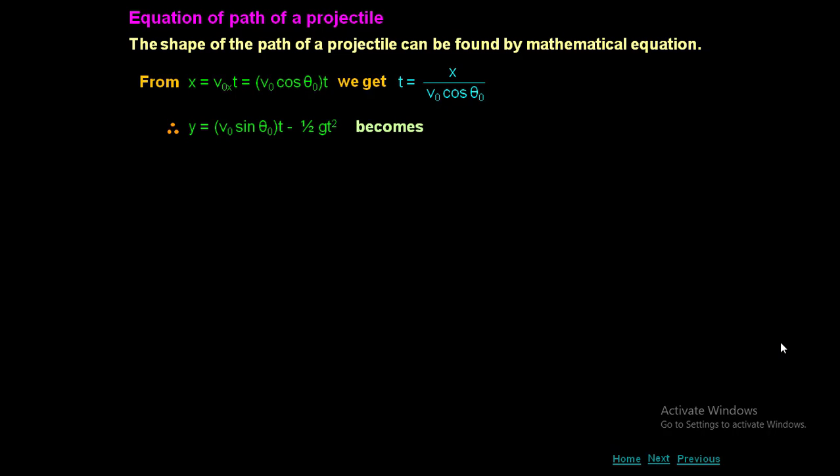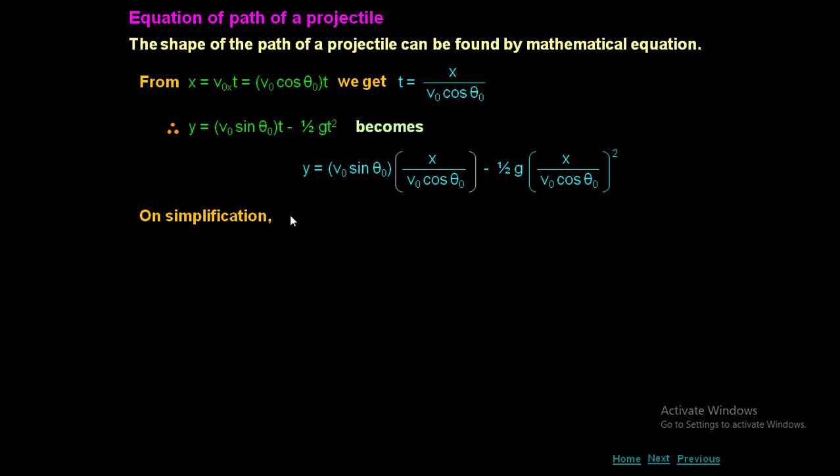This is equation 1. Therefore, y is nothing but v naught sin theta naught into t minus half g t square. Now if you substitute the value of time here, it becomes y equal to v naught sin theta naught, in place of t, write this value, x by v naught cos theta naught, minus half into g into, in place of t square, again substitute this value, x by v naught cos theta naught whole square.